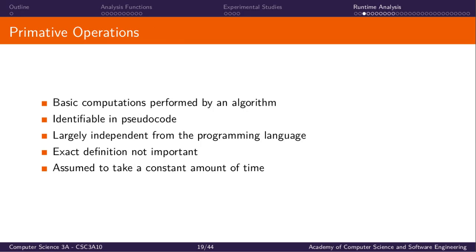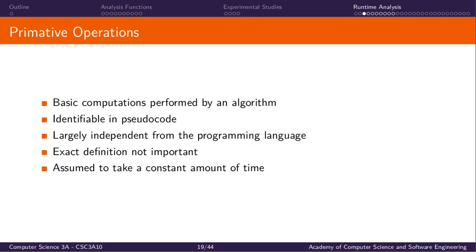So what do we do? We count primitive operations. What are those? Well, they're the basic computations that are performed by an algorithm. We can identify them in any high-level representation like pseudocode. We don't actually have to implement these. They're largely independent of programming language. Certainly, if I give you pseudocode, you could go and create VB code that does what that pseudocode expresses, or you can create Java code that does that same thing. All right, so it's independent of the programming language that you're using. Its exact definition isn't important, simply what you're trying to achieve there, what you're describing.